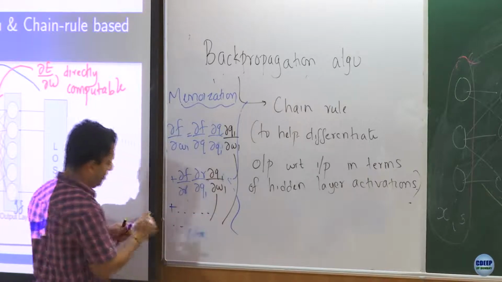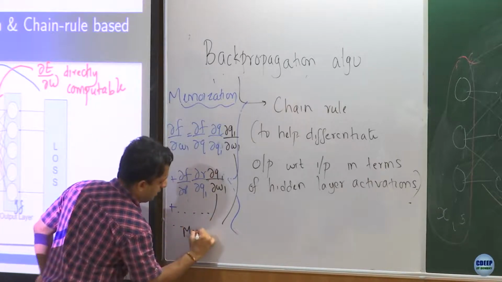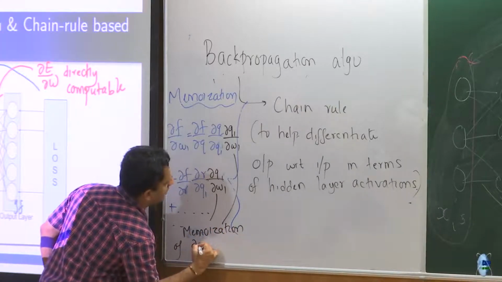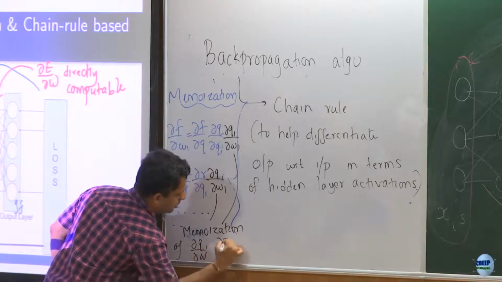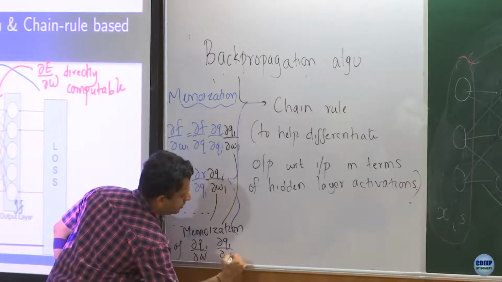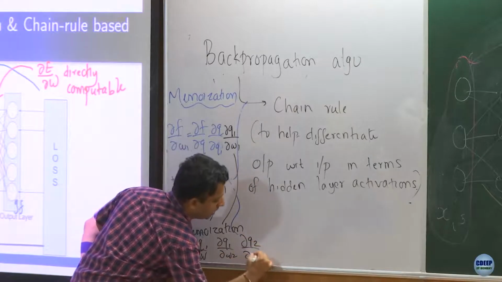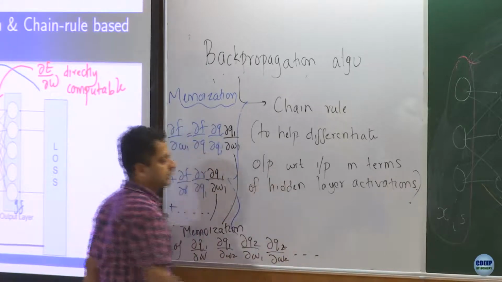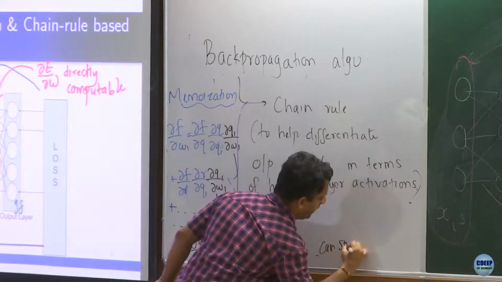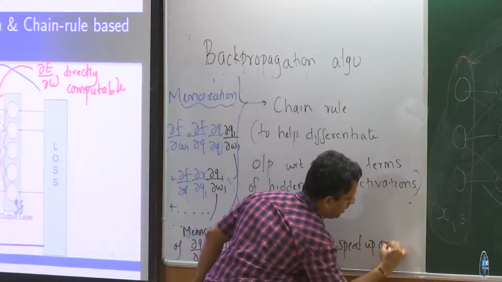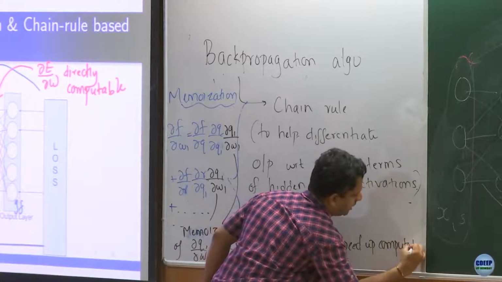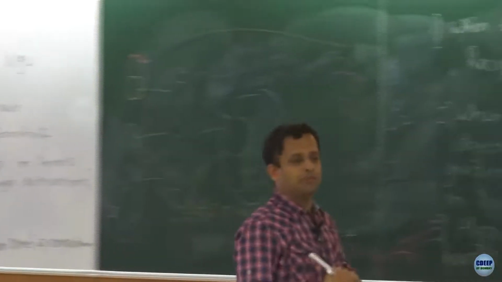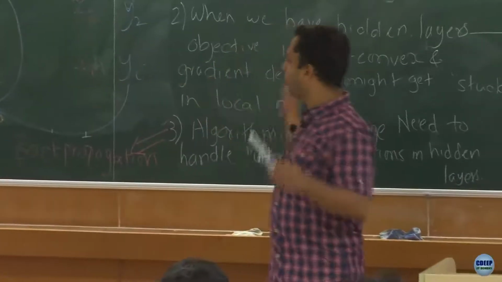So what we are pointing out is that memoization of all these, q1 w1, q1 w2, q2 w1, q2 w2 and so on, can speed up computation. Now I showed you only at the level of these basic units. I was trying to show a more complex case, but it would just take up all the space.